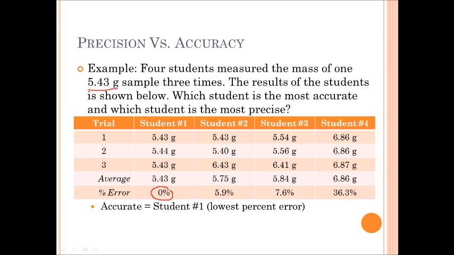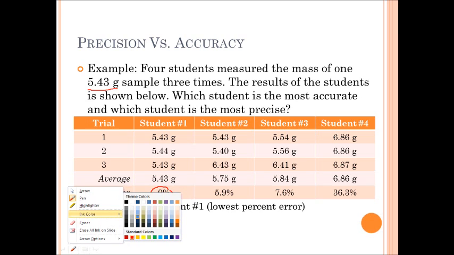Again, student 1 has the lowest percent error, so they are the most accurate. Now, precision. You can use standard deviation, which in this case they don't give us. The other thing we can look at is the data sets, and we can see how close each one is to one another.